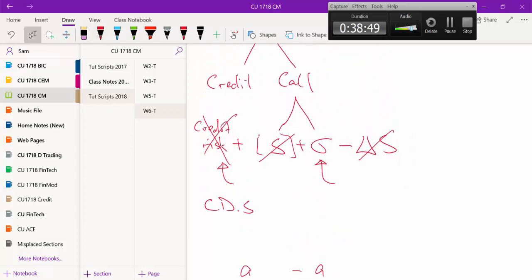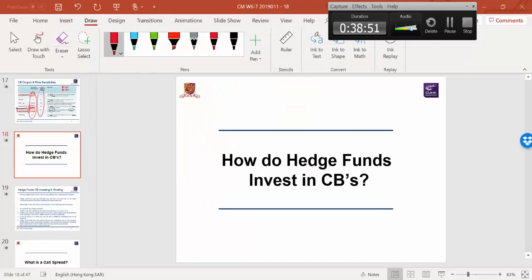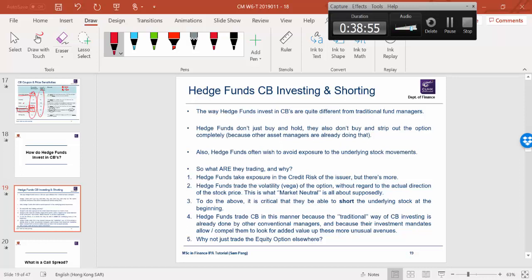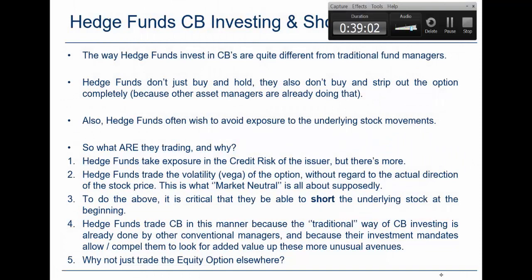Okay. So that is CB trading in a nutshell. Now I can actually just quickly show you these points.